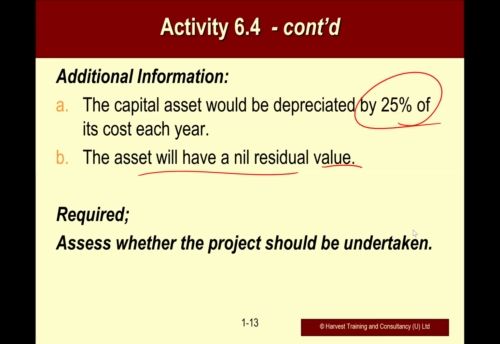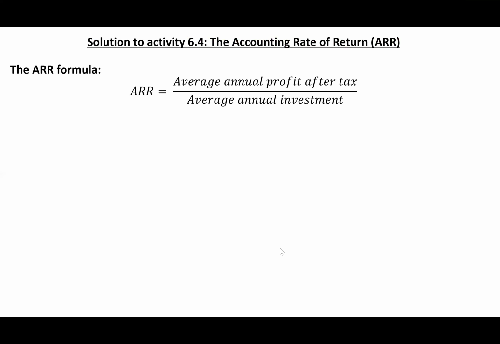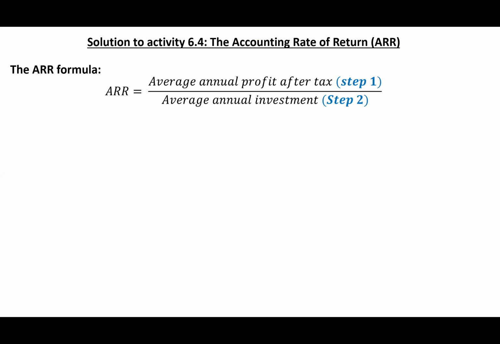We shall do it stepwise. We begin by appreciating the formula, which is this one here, where we're saying that the accounting rate of return is the average annual profit after tax divided by the average annual investment. So the average annual profit after tax is going to be our step 1. Then our step 2 is the average annual investment. So as I've mentioned, step 1, we calculate the annual profit after tax.